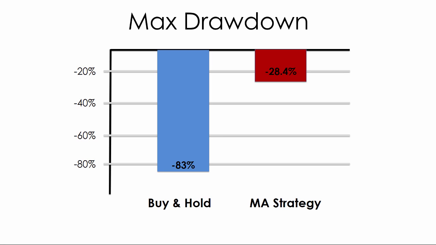Okay, what I want to do now is I actually want to dig into the moving average strategy. And I want to compare the average winner and the average loss. And these numbers, we're actually going to look at the median to get rid of the outliers, okay?